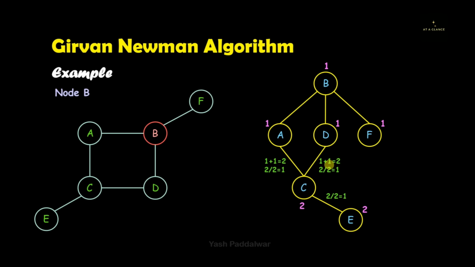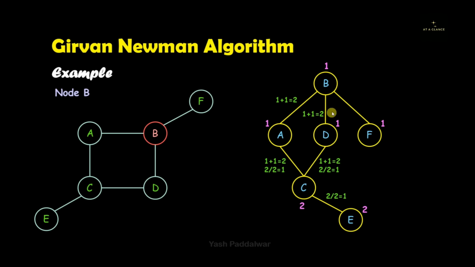Similarly, for calculating the edge betweenness of the edge CD, we again have the CE as the previous edge. Considering that, we'll add it with the weightage of the node C, that is 1. 1 plus 1 will be 2. Therefore, 2 will be divided by 2 since it is split into 2, which will be 1. So the weightage of the edge CD will be 1.